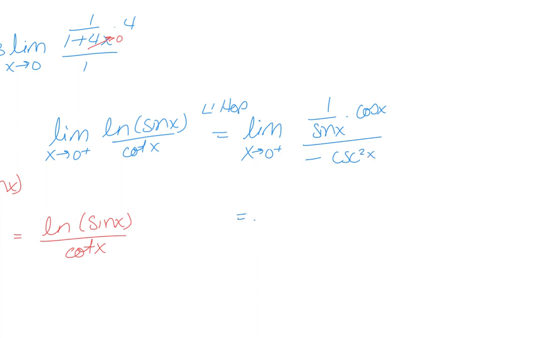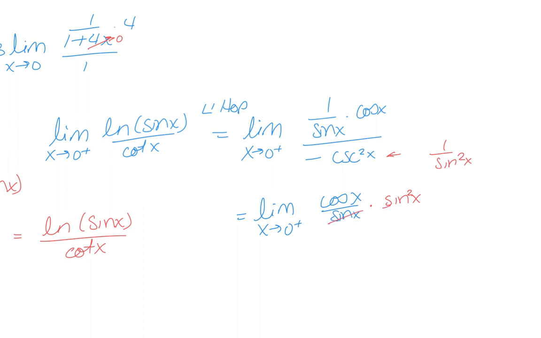So this is going to be equal to the limit as x approaches 0 from the right. I'm going to have cosine x over sine x. Cotangent is the same thing. The denominator is negative 1 over the sine squared of x. So then I'm going to multiply by the reciprocal, which is going to give me the sine squared of x.